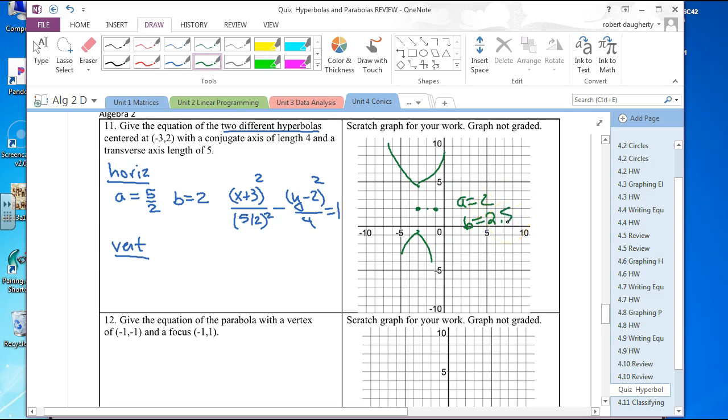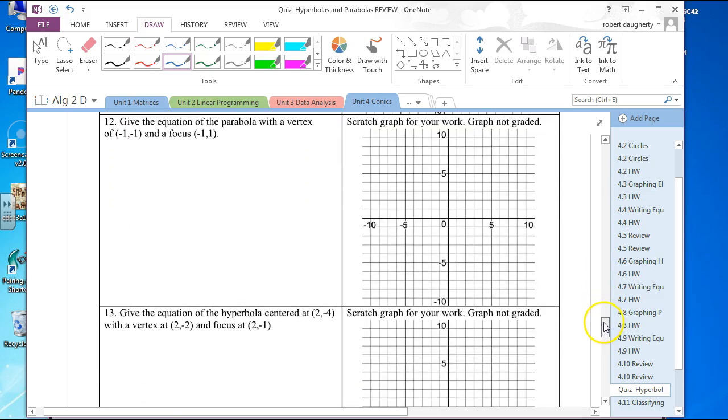So that is going to be, with the vertical, (y minus 2) squared over (5/2) squared minus (x plus 3) squared over 4 equal 1. Okay, so just making sure you know the terminology between conjugate and transverse.